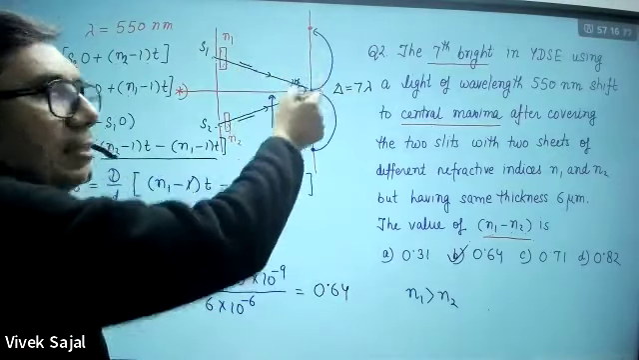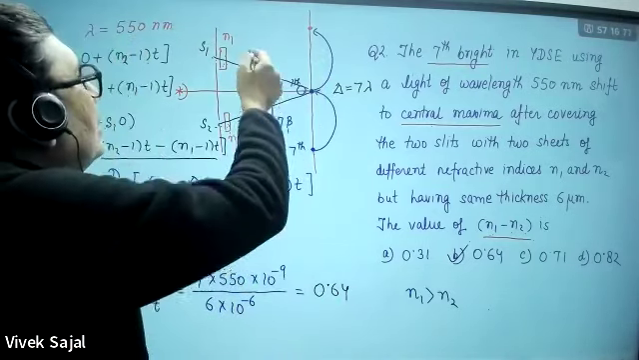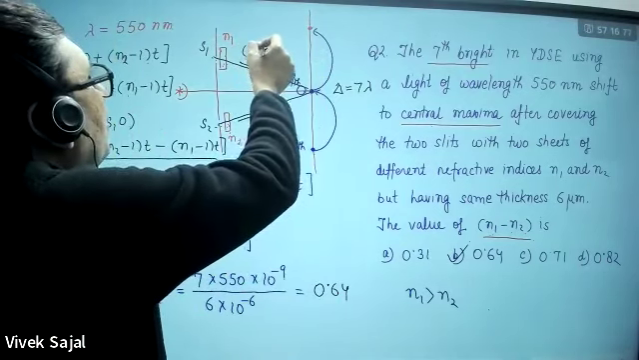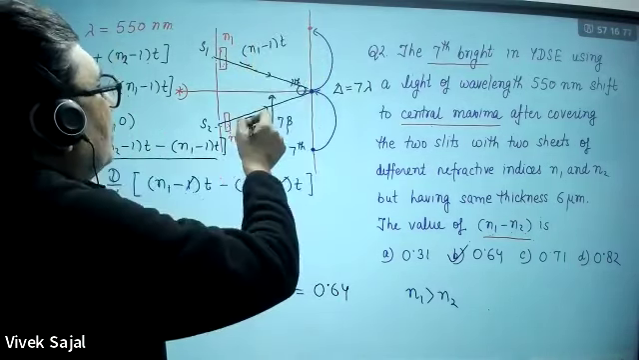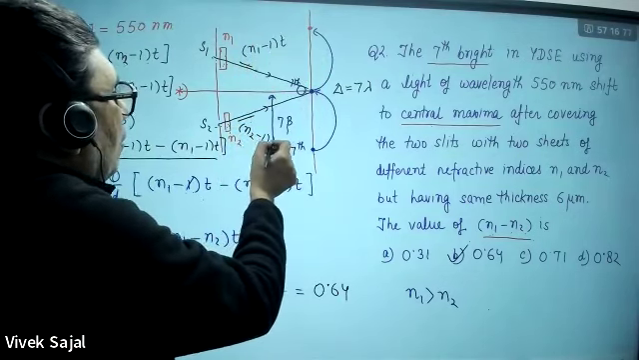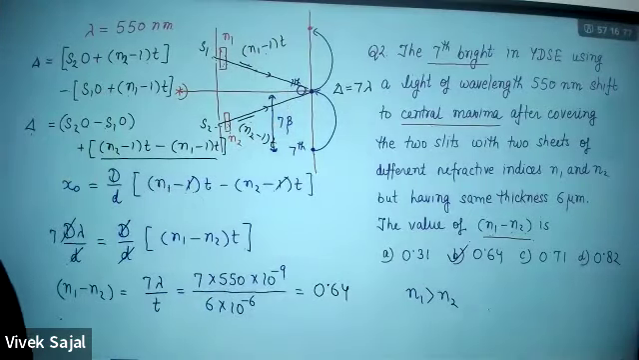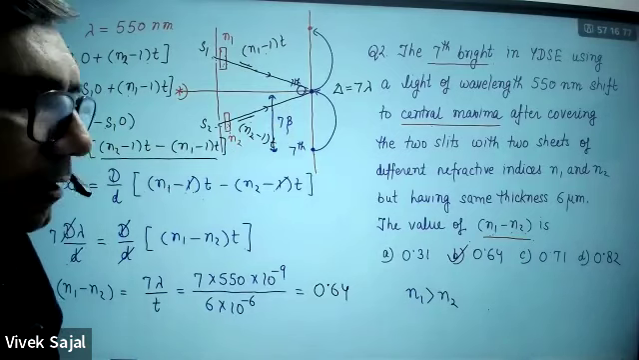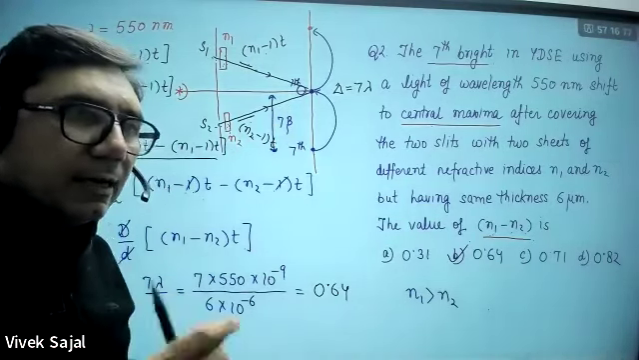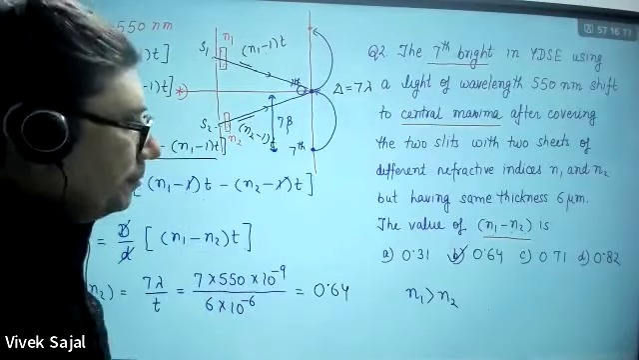And here on the screen, you are interested in path difference. So that's why here the extra path was N1 minus 1 into T, and for this it was N2 minus 1 into T. So you have to take the difference of these two. Okay. Even you can go through the last lecture. In that last lecture, I have discussed this thing in detail. Please go through that.